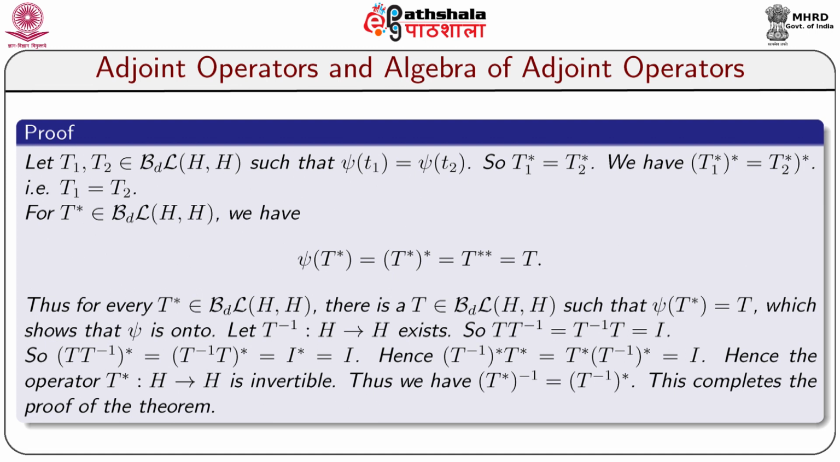Let T inverse from H to H exist. So, T inverse T is equal to identity operator I. So, star of T inverse T equal to I star, which is again equal to I. Hence, star of T inverse into T star equal to T star into star of T inverse, which is equal to capital I, the identity operator. Hence, the operator T star from H to H is invertible. Thus, we have inverse of T star equal to star of T inverse. This completes the proof of the theorem.